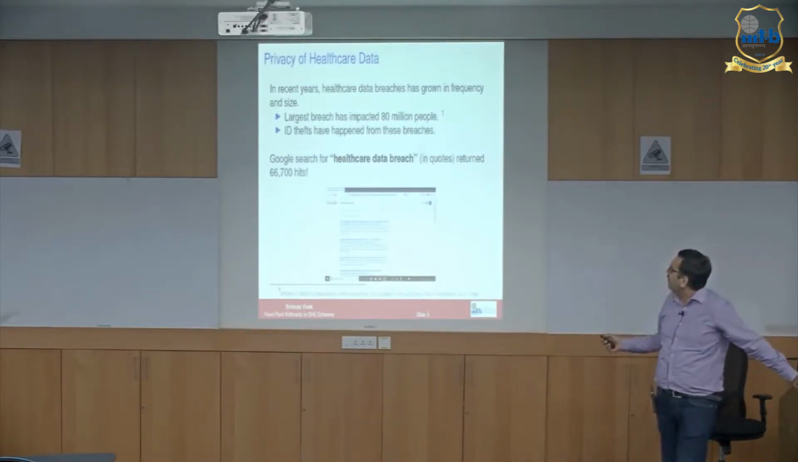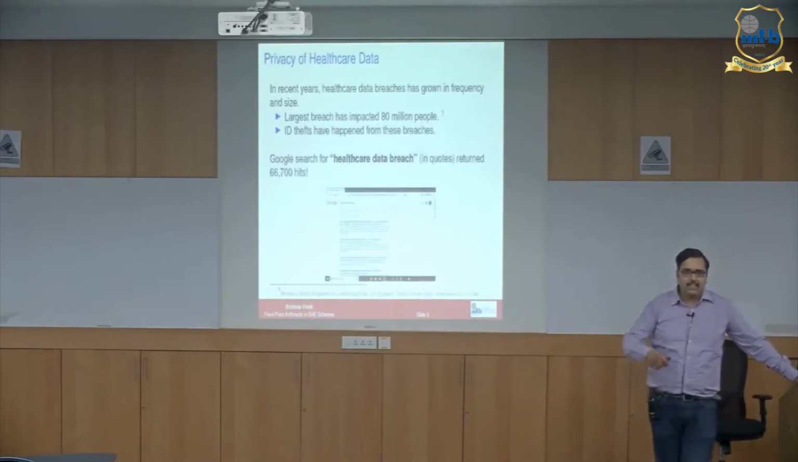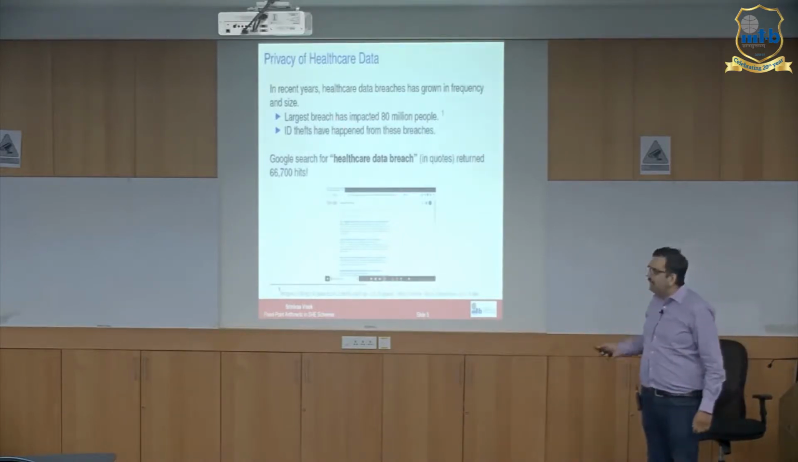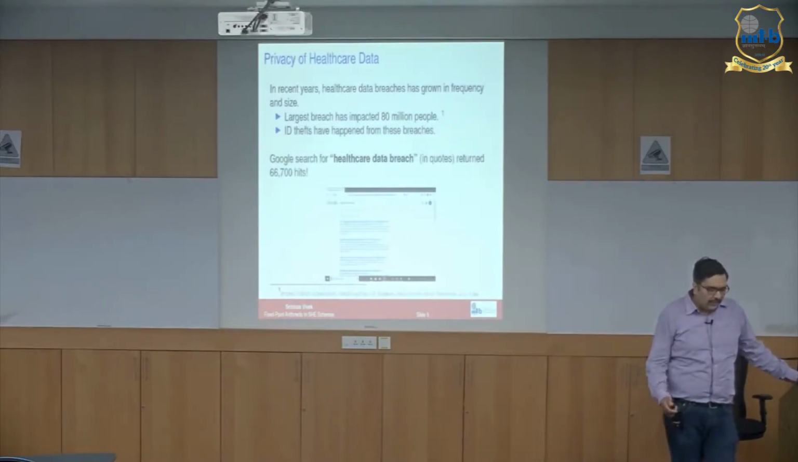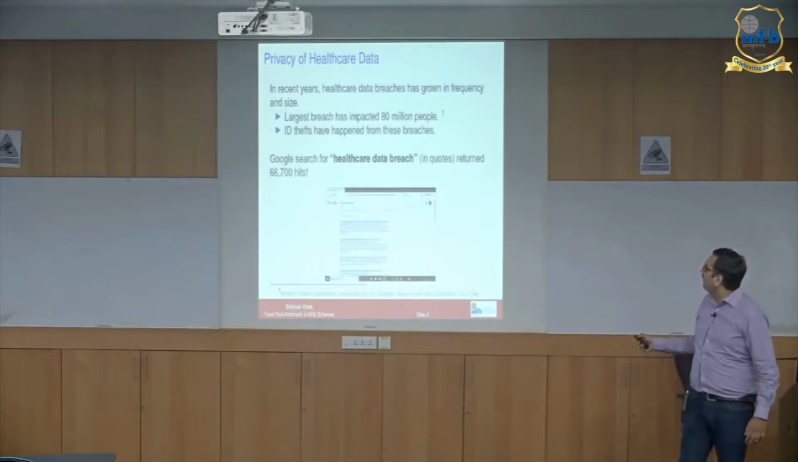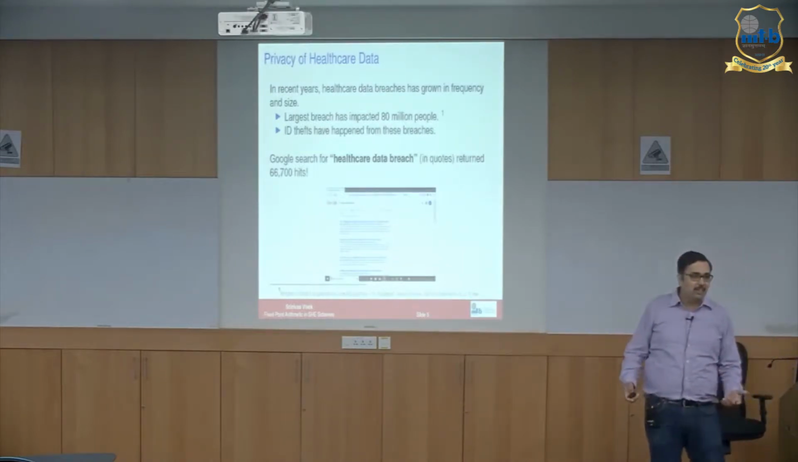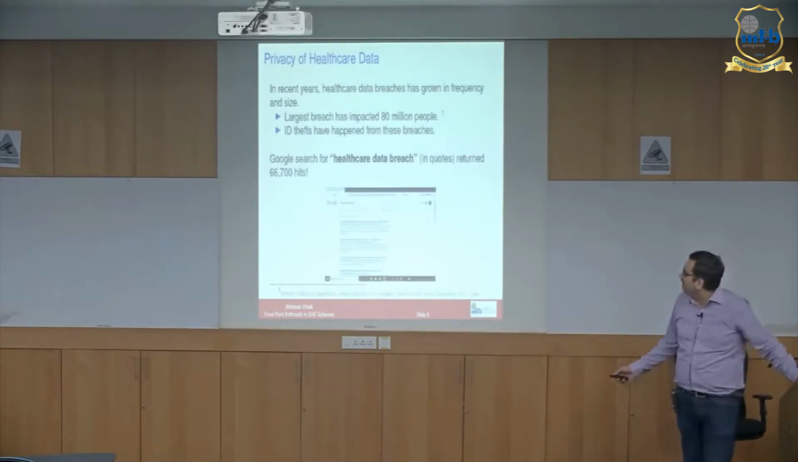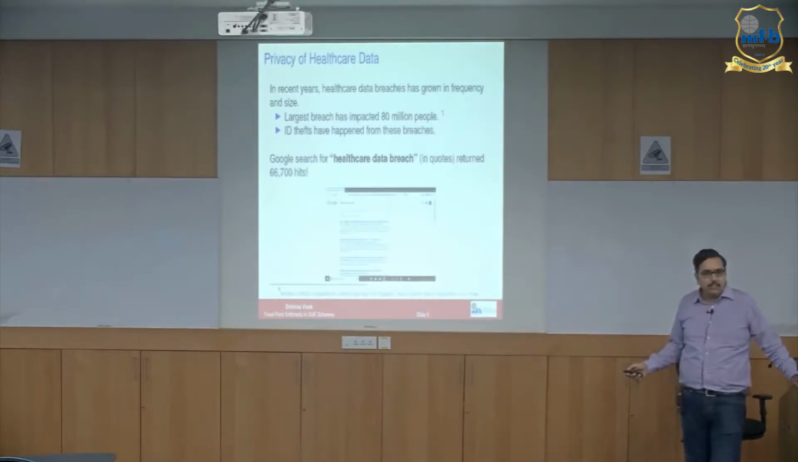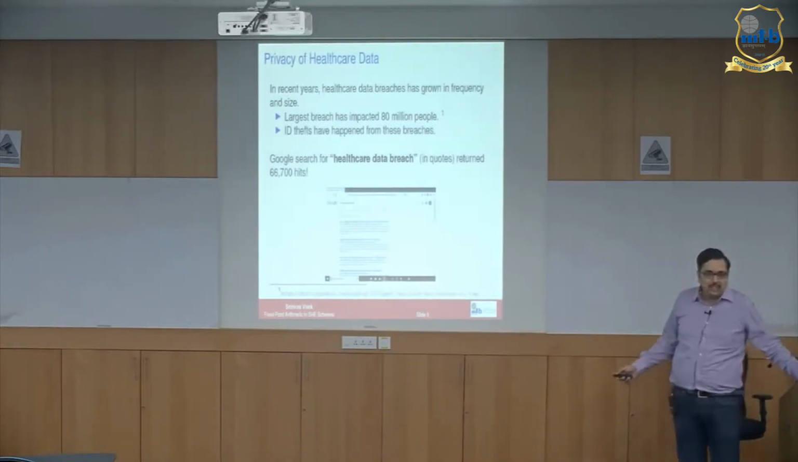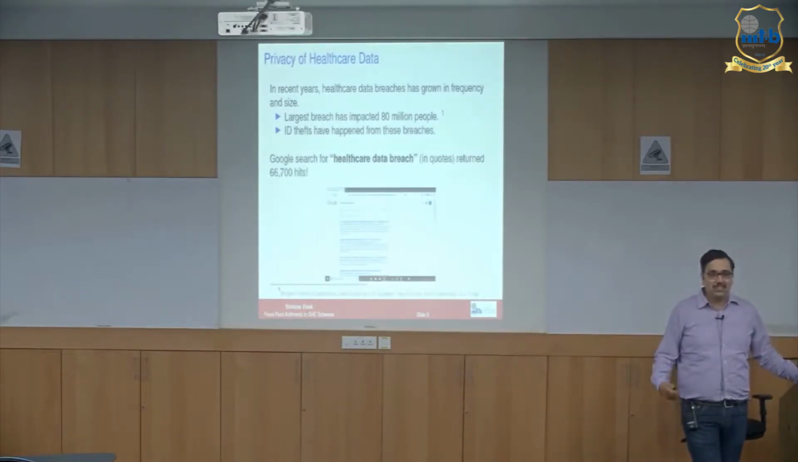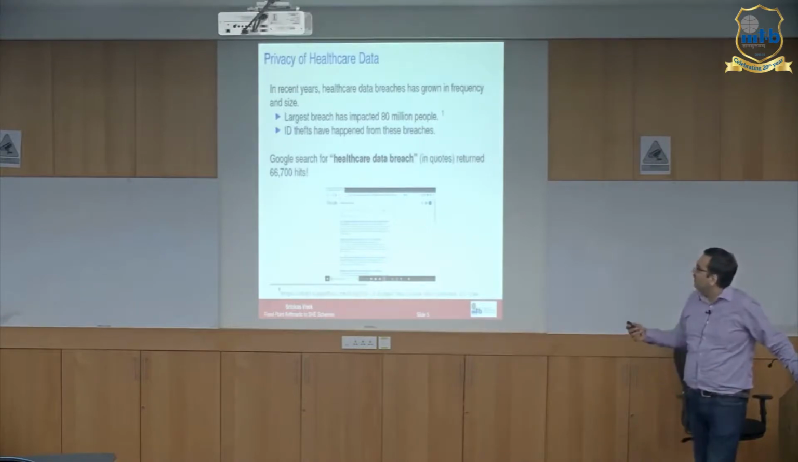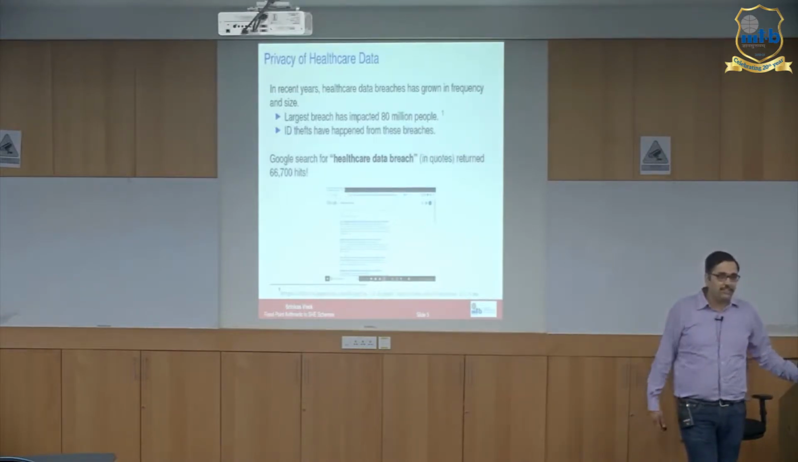Just to give you an example, privacy in healthcare data, an arbitrarily chosen example. In recent years, healthcare data breaches have increased in frequency. For example, the largest breach, on an insurance company's database, gave away information about 80 million people. That many people were impacted. When I searched for healthcare data breach, this was already a couple of months ago, it was already 66,000 hits. That means there are so many breaches happening, and there's so much talk about data breaches. So clearly we see that people are worried about the privacy of their personal data.